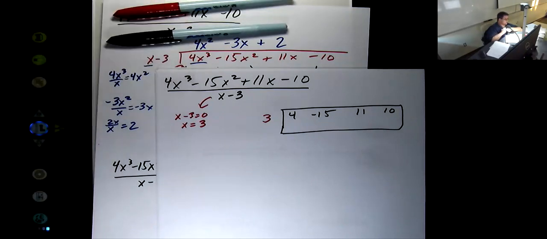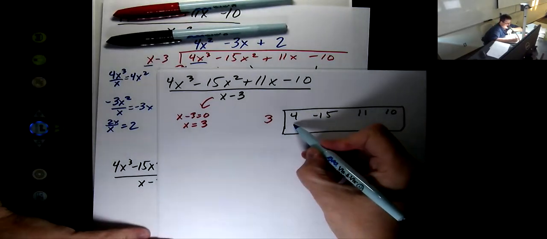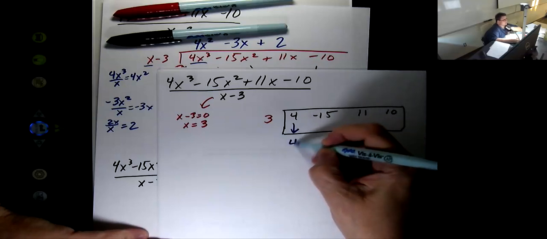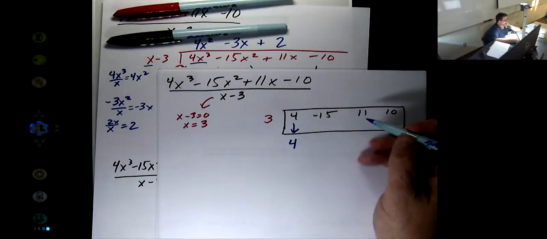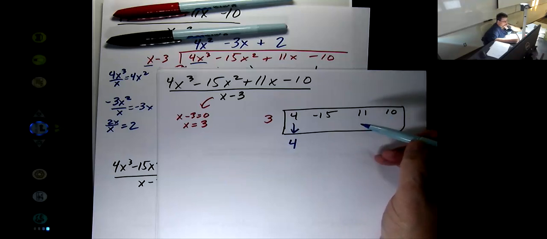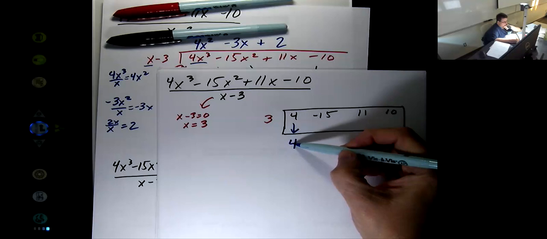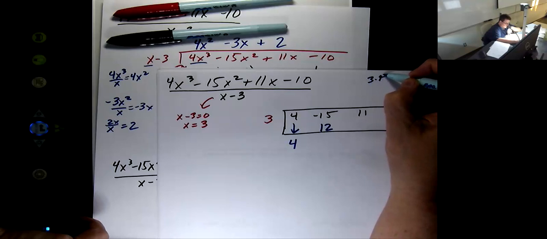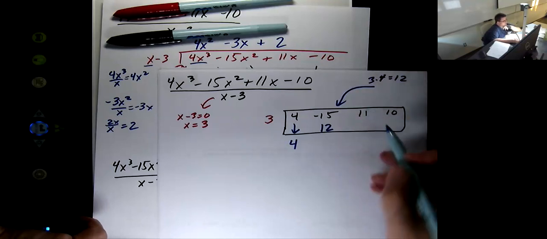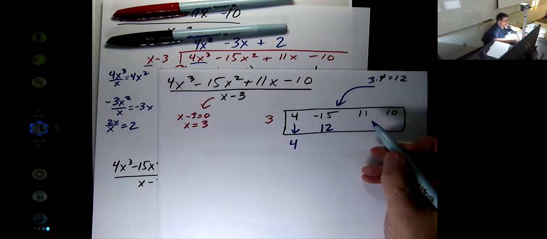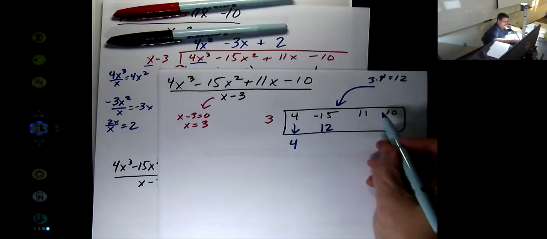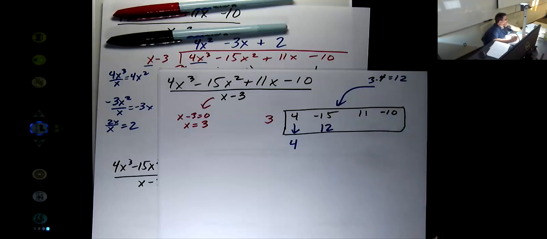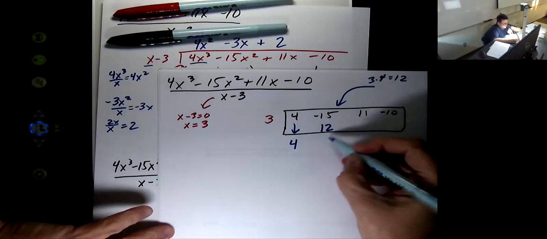All right, so this is where synthetic division happens. You bring the first number down. That always happens no matter what. You take the 3, you multiply by the 4, and you put it in here. It's in that box. -10. That is a -10. Good call. And then we add -15 plus 12 is -3.